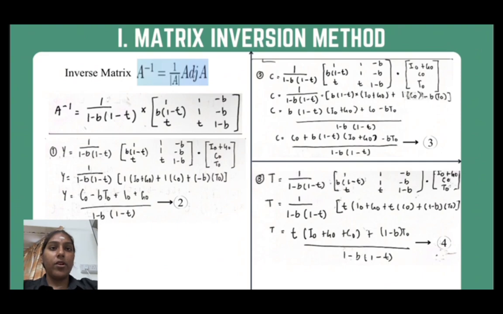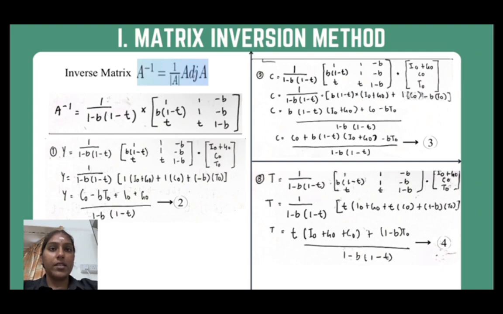To find the specific values for our variables, we set up the equation X equals A inverse times B. Here X is our vector of unknowns, and B is our vector of external constants, namely I sub 0 plus G sub 0, C sub 0, and T sub 0. Now let's start with calculating Y. The first element of our vector is found by performing the dot product of the first row of our inverse matrix with the constant vector, and we get the expression shown.